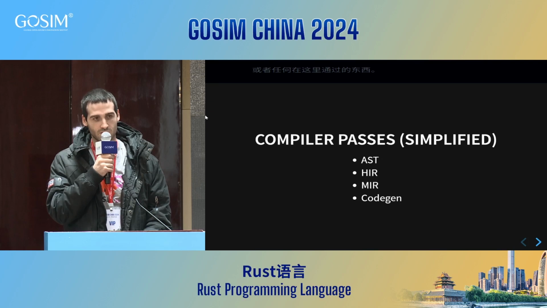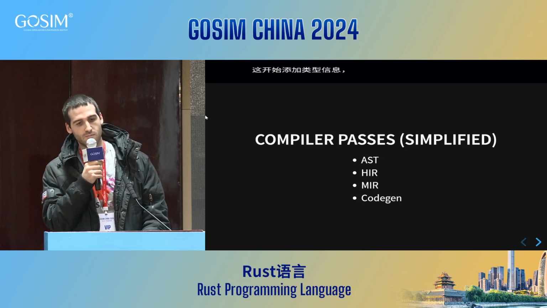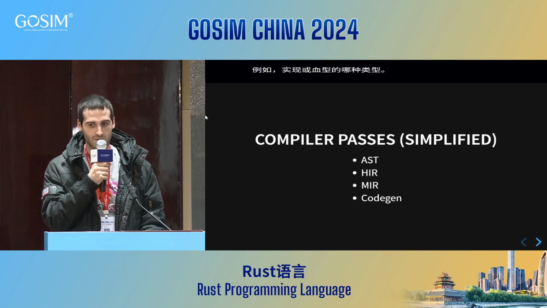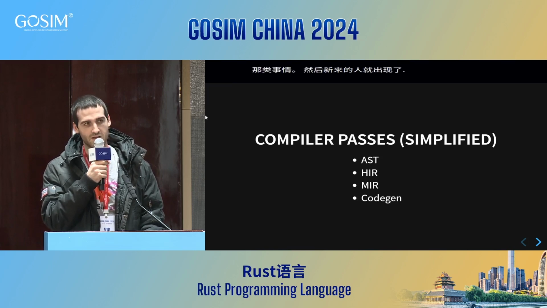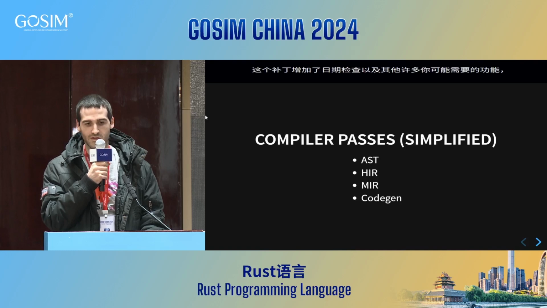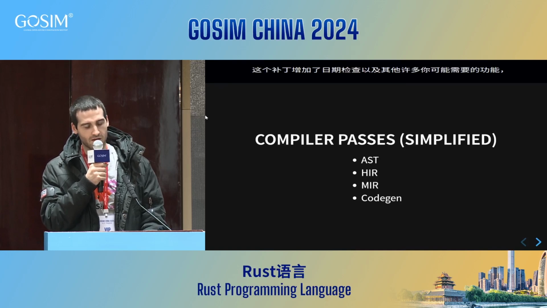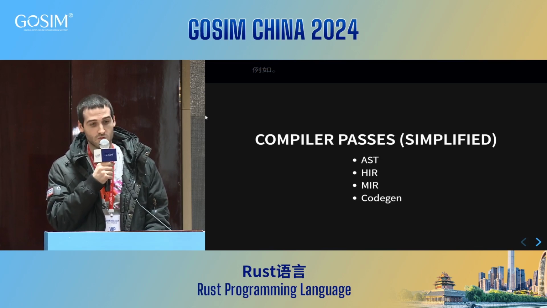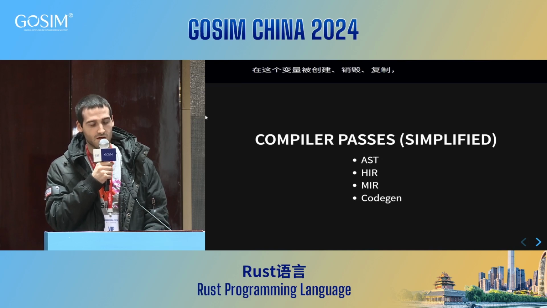Then comes the mirror pass. This one adds borrow checks and much more advanced things that you might need. For example, where this variable is created, destroyed, duplicated, anything. So this is the mirror pass. And finally, this is just for your personal knowledge. It's completely useless for our linter.